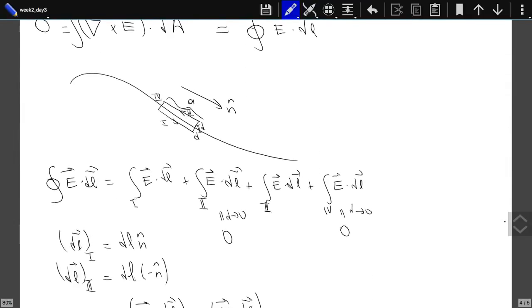Okay, through that point in the middle, no electric field line passes. There is a single point through which the electric field line does not pass.